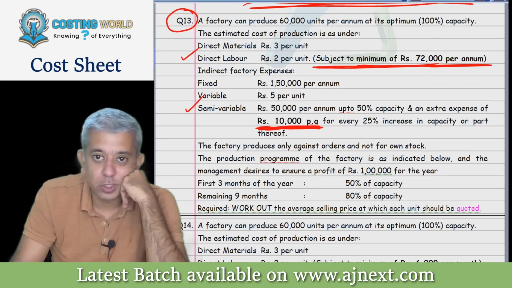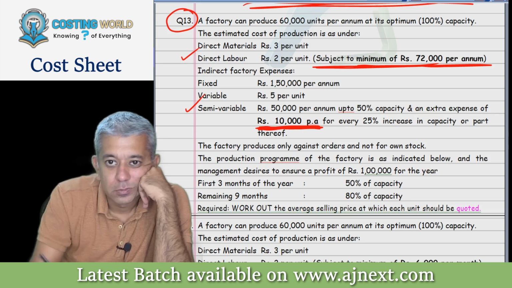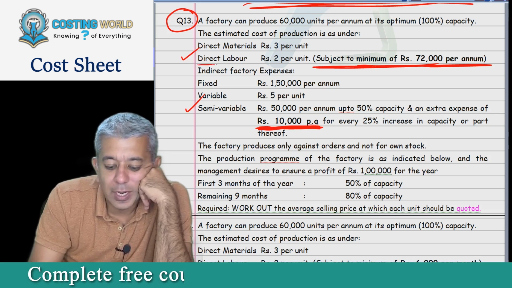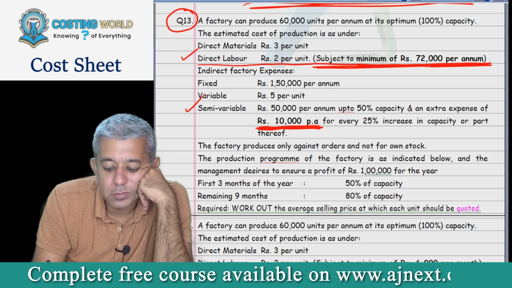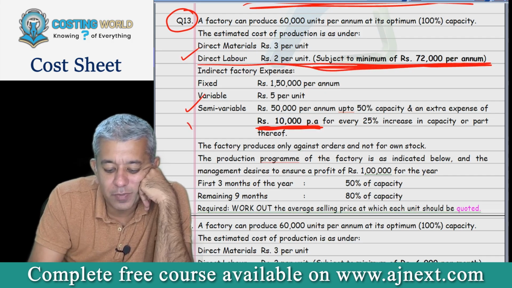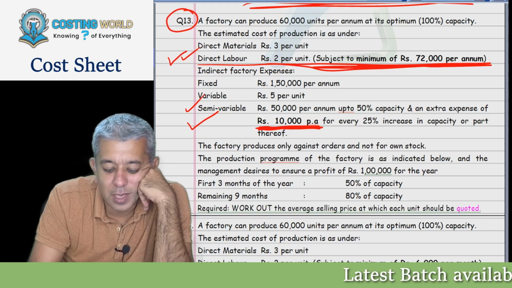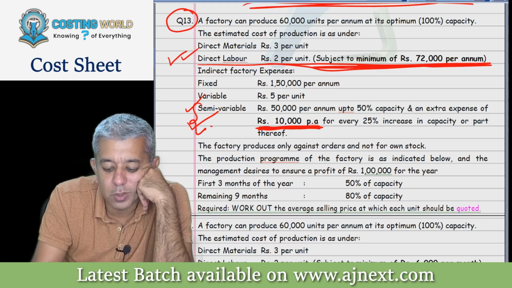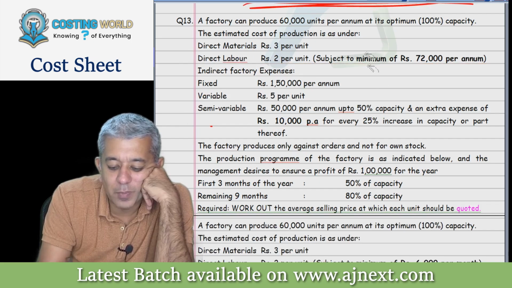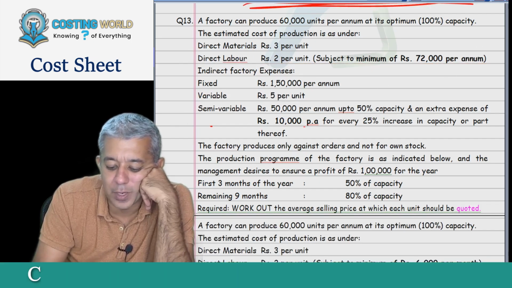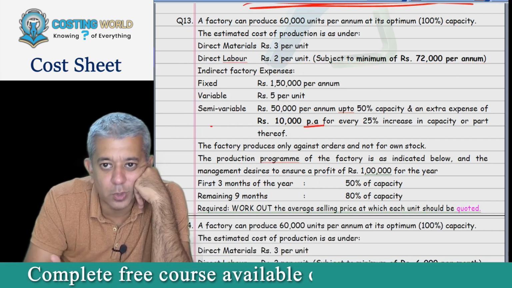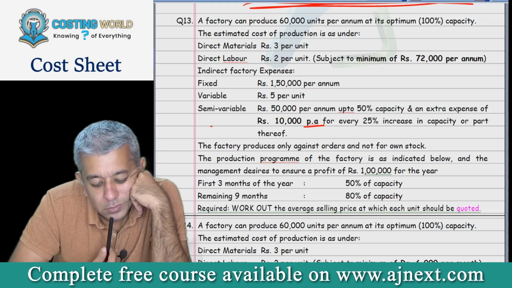So, what is changing? Direct labor has changed. Semi-variable has changed. Direct labor, I will crack. Semi-variable, you try to crack for me. In semi-variable, I have just added 2 words over here, per annum, and it becomes a new question and a new answer. Let me do direct labor.